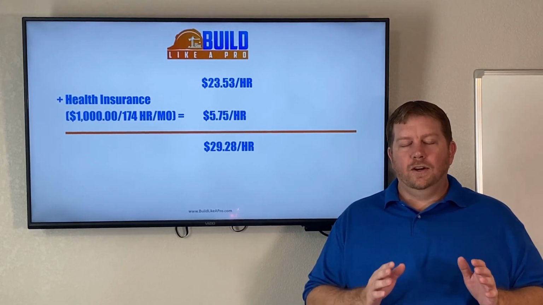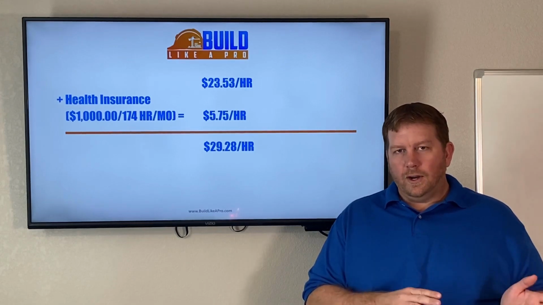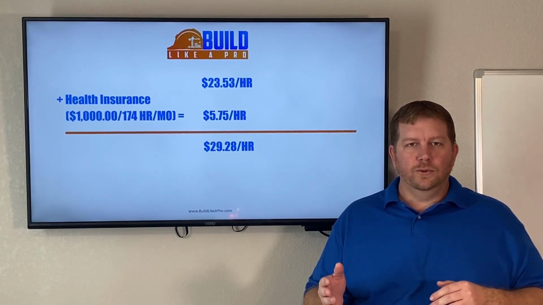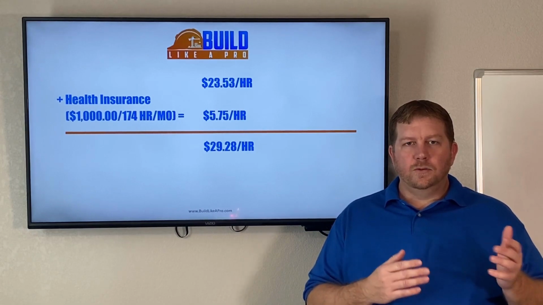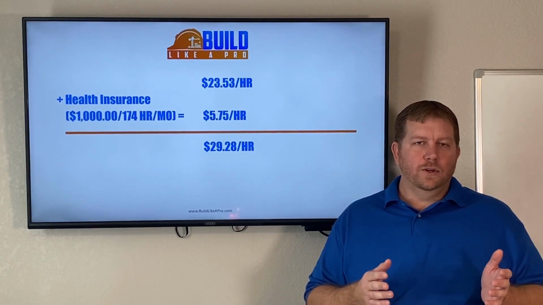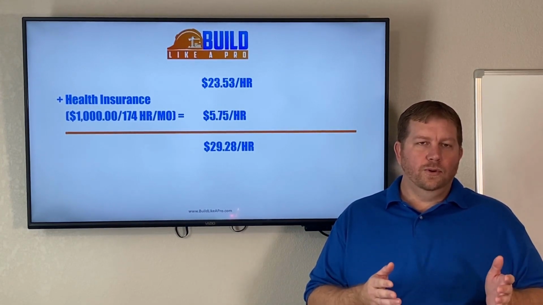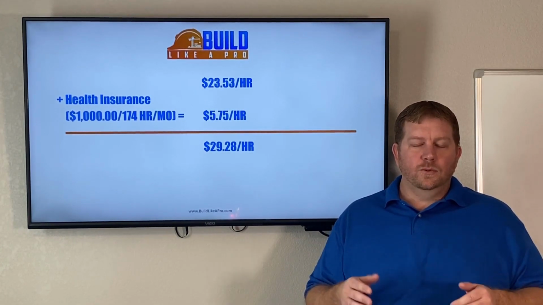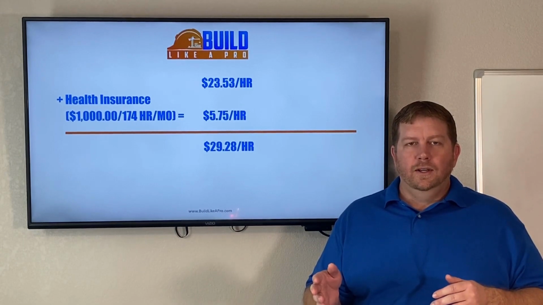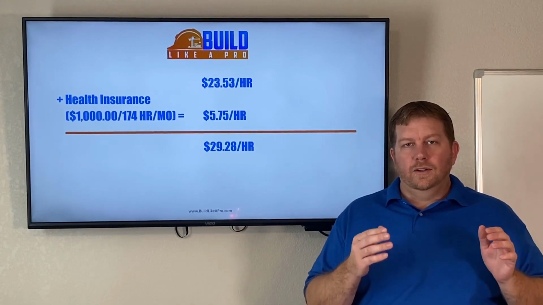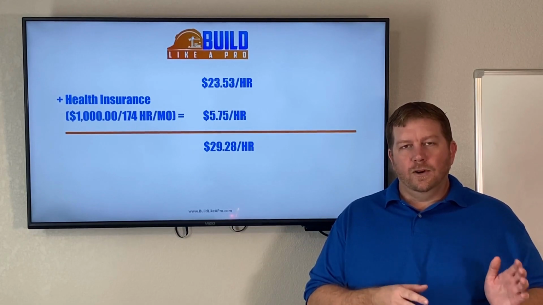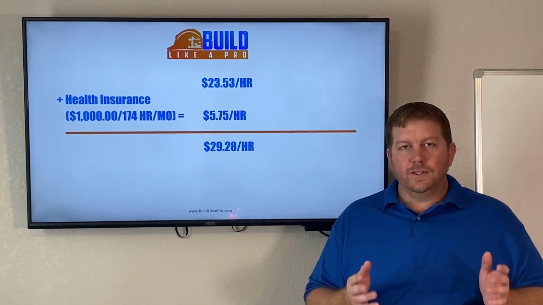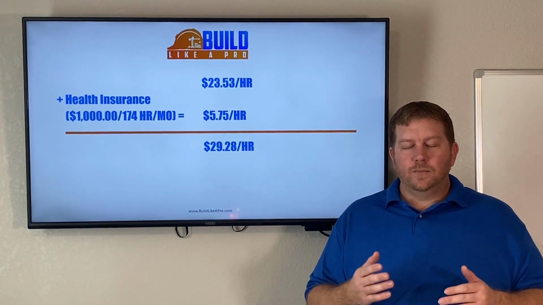So here's how you figure the cost per hour of what you're providing to your employees. Again, I just picked a random number of $1,000 a month of what it's going to cost you per employee to provide health insurance. Now the way we do this is we take that $1,000 and divide it by a typical work month, which is 174 hours. That's based on 40 hours a week.